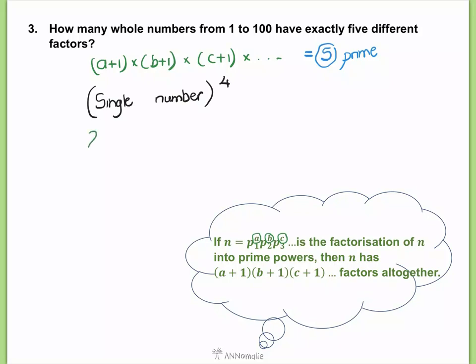So that will result in 2 to the power of 4 is equal to 16, and 3 to the power of 4 is equal to 81. And we'll stop there, as 4 to the power of 4 is greater than 100. So there are only 2. The answer to this is there are only 2 numbers with exactly 5 factors.